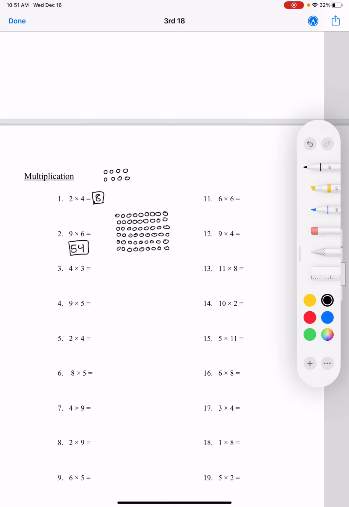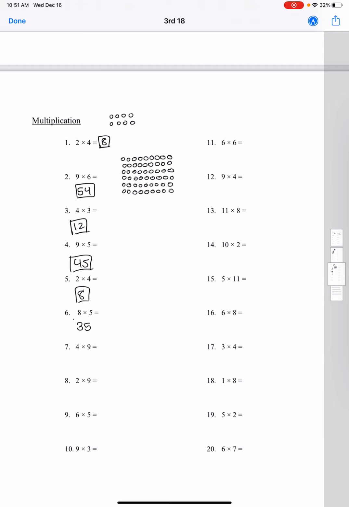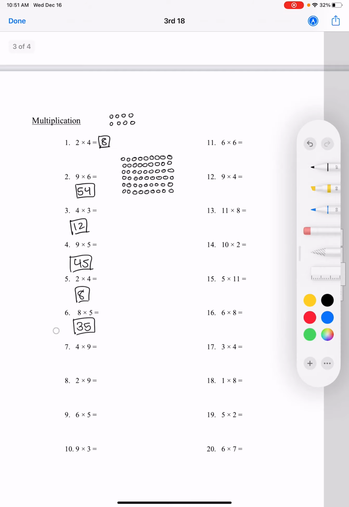4 times 3, if you do the same thing, you get 12. 5 times 9, you get 45. 4 times 2 is 8. 5 times 8 is 35. Wait, actually, it is not 35, it is 40, my bad. Let me just erase that, and then it's 40.